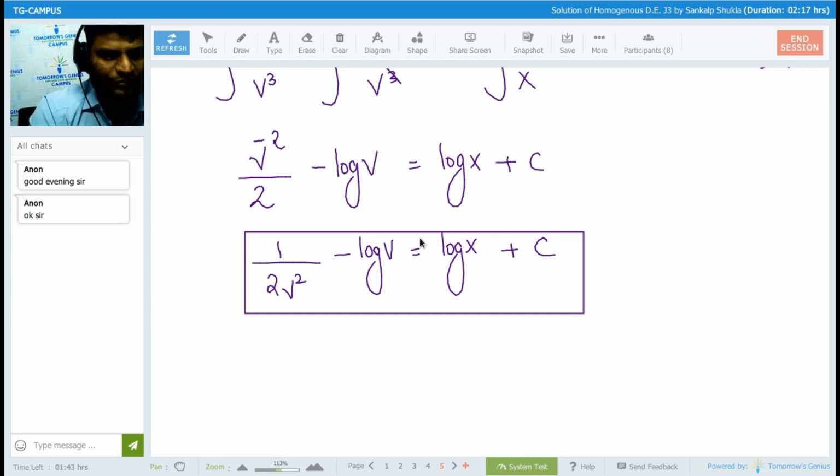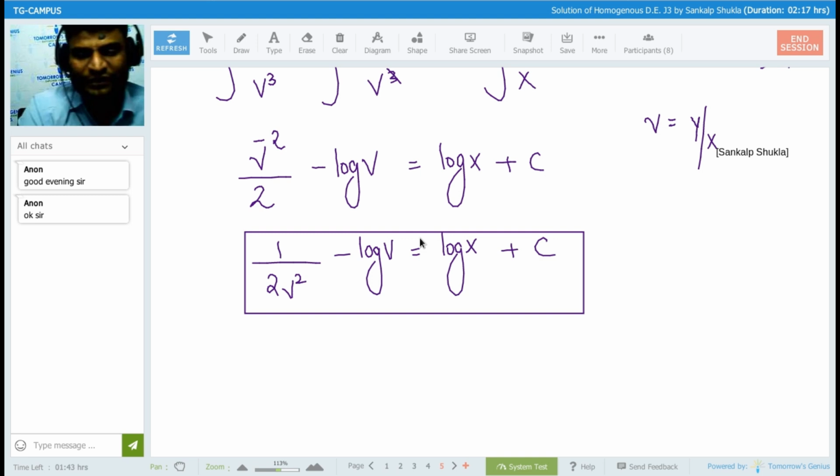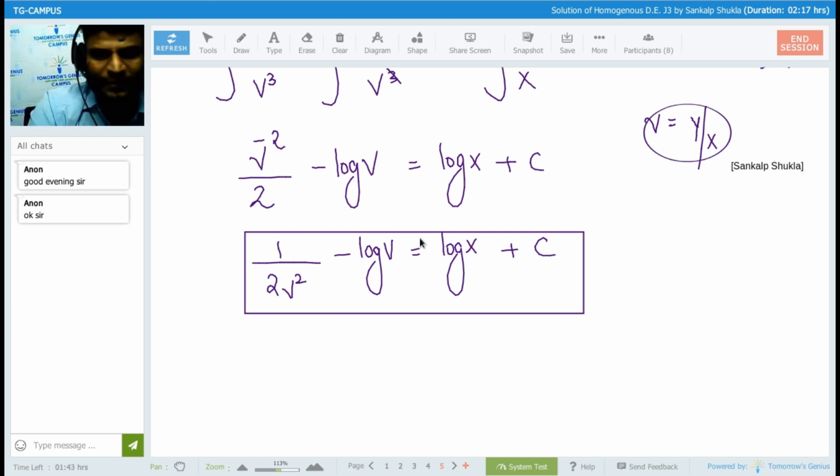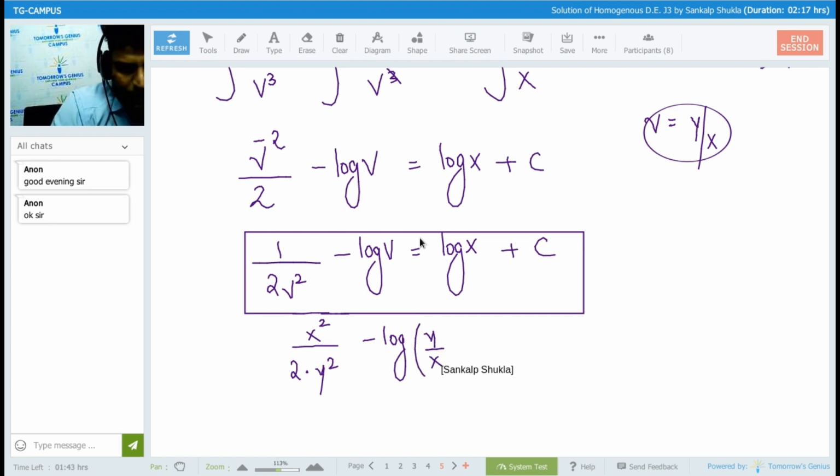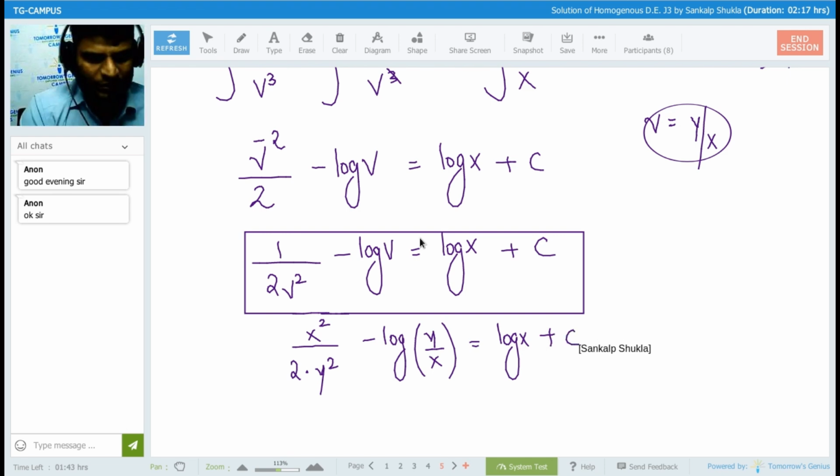Now what was the v? V was y by x. Y is equal to vx now. That means v is y by x every time. So if v is y by x, this will become 1 upon 2 y square, and x square will be in the numerator. This will become x square, right? And minus log y by x is equal to log x plus c.